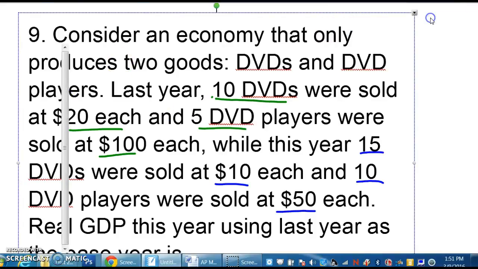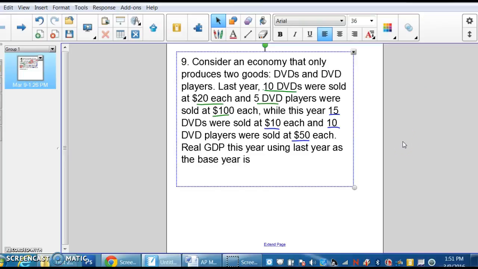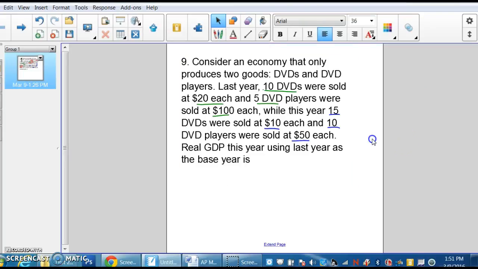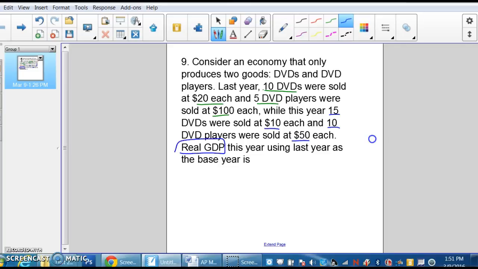I'm going to switch the screen back so I have some room to write on here. How are we going to figure this out? Well, we want to figure out real GDP this year. So our focus needs to be on the quantity we produced this year. We produced 15 DVDs this year, and we produced 10 players this year. We want to compare that level of output to last year when we had just 10 DVDs and 5 players.